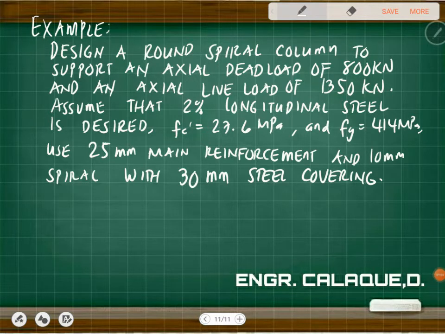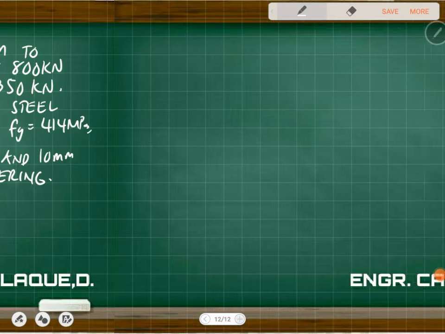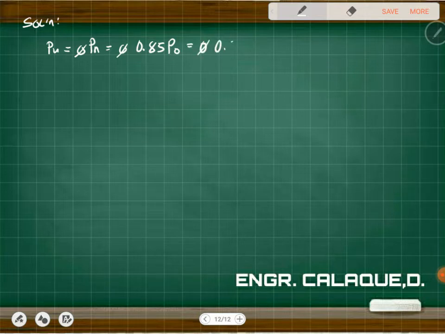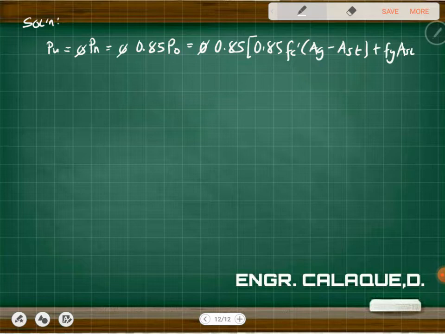Okay, so yan. So alam natin yung ultimate design capacity ng column is just phi nung nominal, where yung nominal for spiral is just 0.85 nung P0, no? Or this becomes phi nung 0.85 and then we have 0.85 nung f'c, area gross minus area ng steel plus yung fy area nung steel.